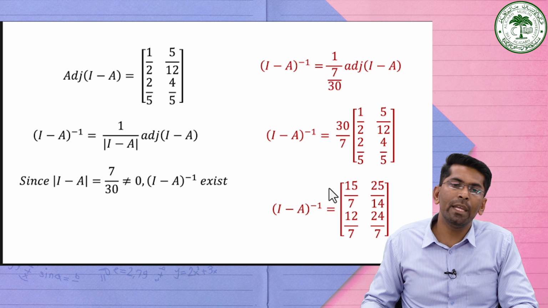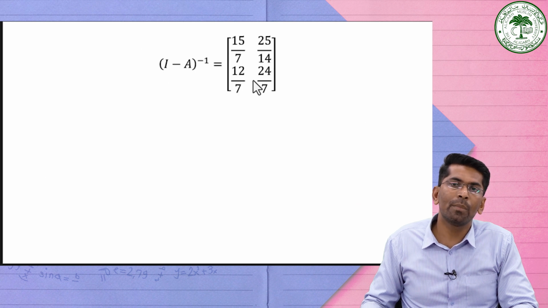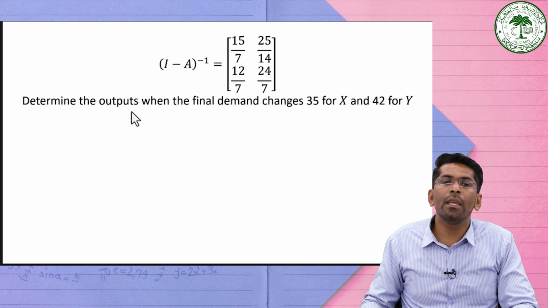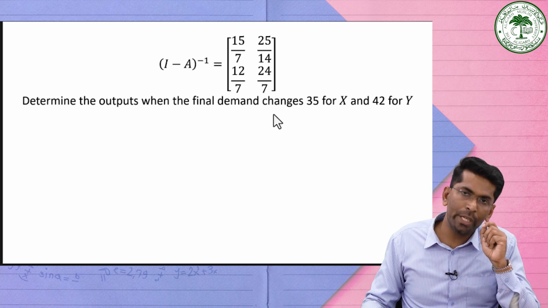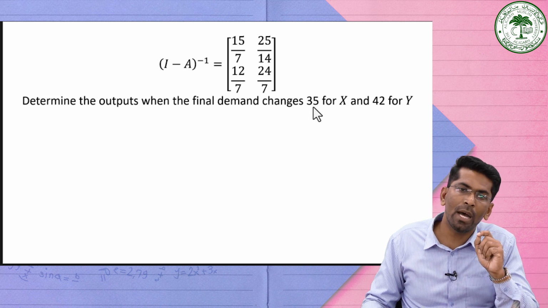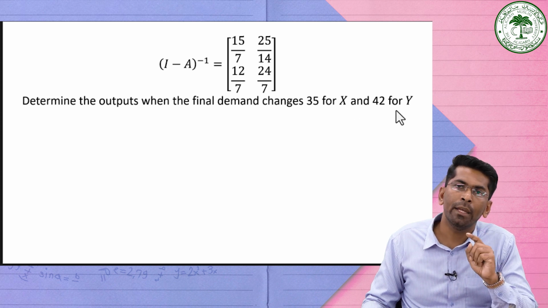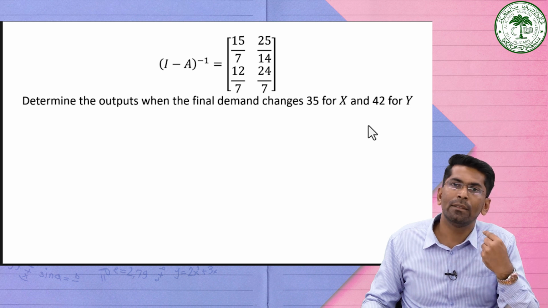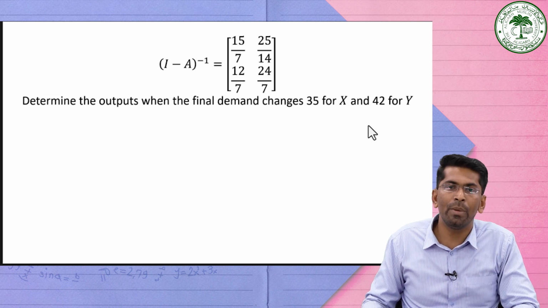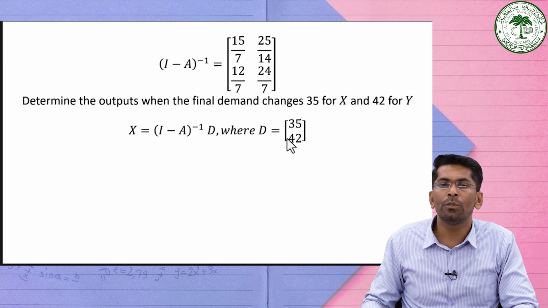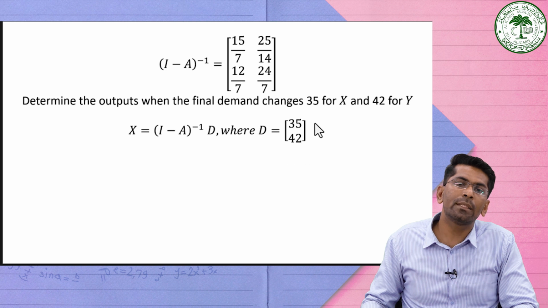So after finding the inverse, this is the inverse I am writing here. We want to determine the output when the demand changes to 35 for commodity X or sector X and 42 for Y. So our final demand vector, or the constant matrix, will become 35 and 42. So this is D, the final demand vector, which as per the question is 35 and 42. Now we are going to multiply this constant matrix with the inverse.